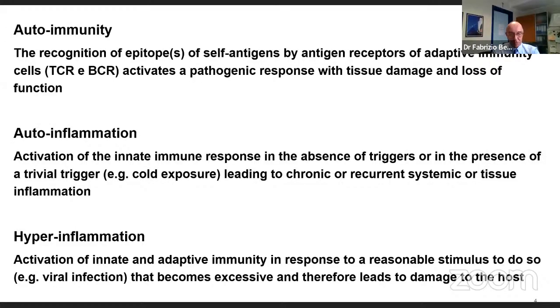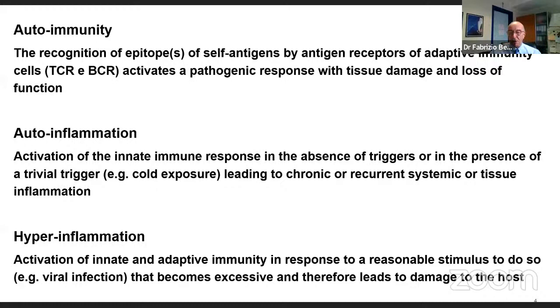What are we talking about? We all know what autoimmunity is: loss of tolerance with the recognition of epitopes of self-antigens, and you need specific antigen receptors to do that. Autoinflammation is slightly different. Autoinflammatory diseases are those essentially secondary to activation of the innate immune response in the absence of triggers or in the presence of a trivial trigger. Think about cold exposure for cold-induced urticaria, for example. This leads to chronic or recurrent systemic inflammation and tissue damage.